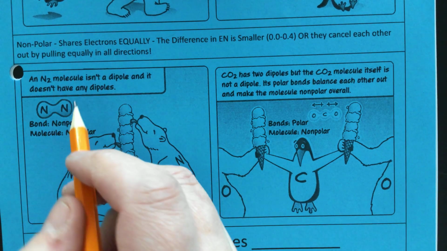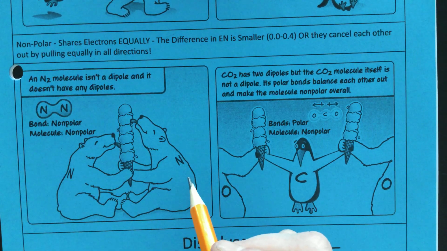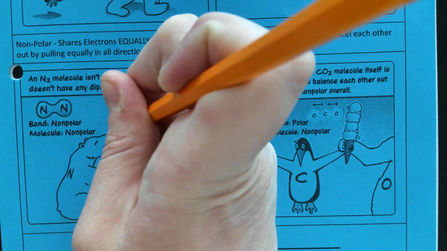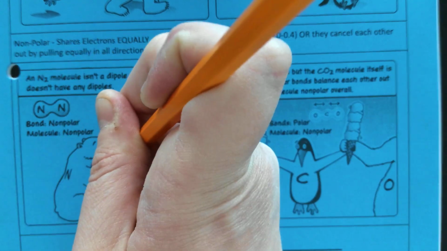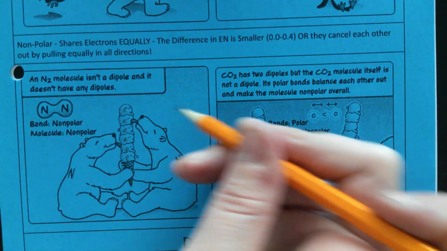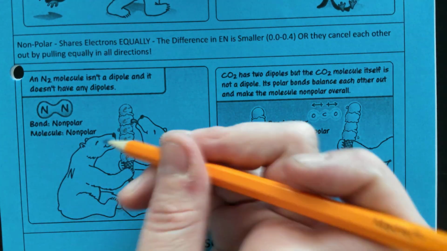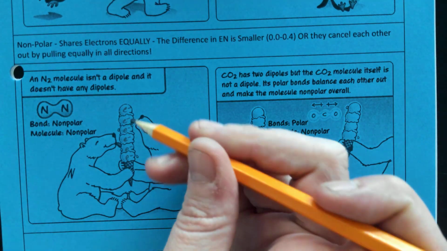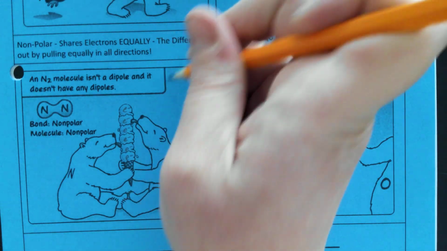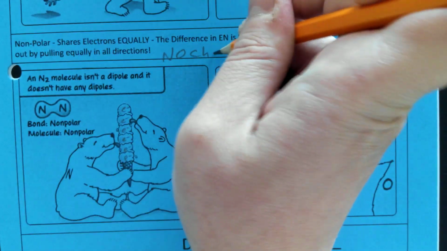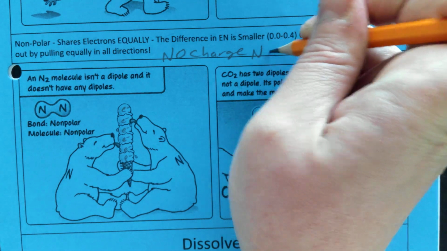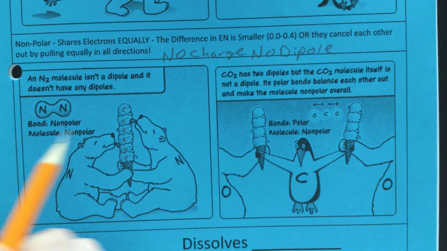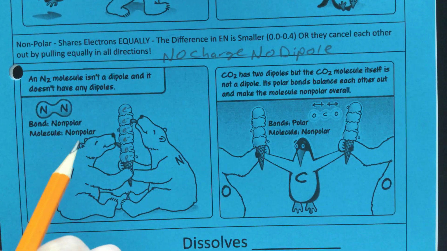So let's look at this first one. I have two nitrogen atoms, two polar bears, and they're sharing their electrons. There's more electrons here because we have a triple bond. But because they are both just as strong, neither of them is able to pull the electrons in one direction or the other, so they have to share them equally. Now, when they share them equally, there is no charge, no dipole. So now we don't have positive and negative charges to help us attract.